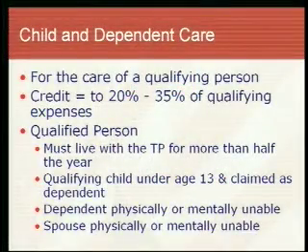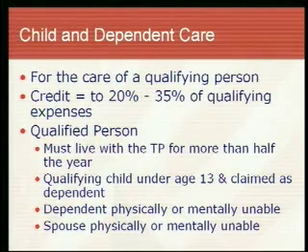This qualifying person must live with you for more than half the year, and be a child that's under age 13, or one that's claimed as a dependent. If they're not under age 13, then it has to be someone who's a dependent, who's physically or mentally unable to care for themselves. Or it could be a spouse who's physically or mentally unable to care for themselves. Or it could be another dependent that you're claiming, a parent or whatever the case may be, who is physically or mentally unable to care for themselves.